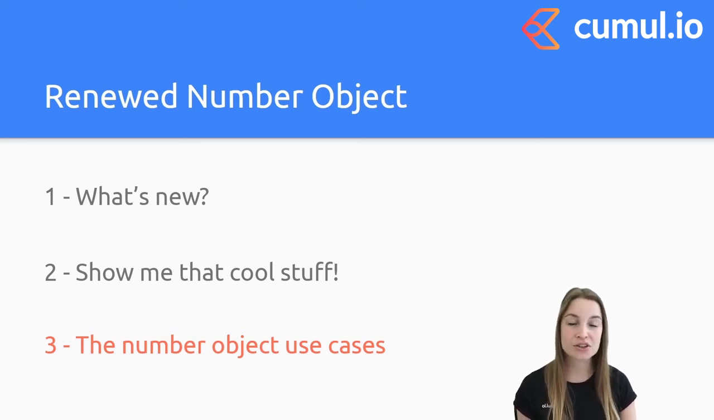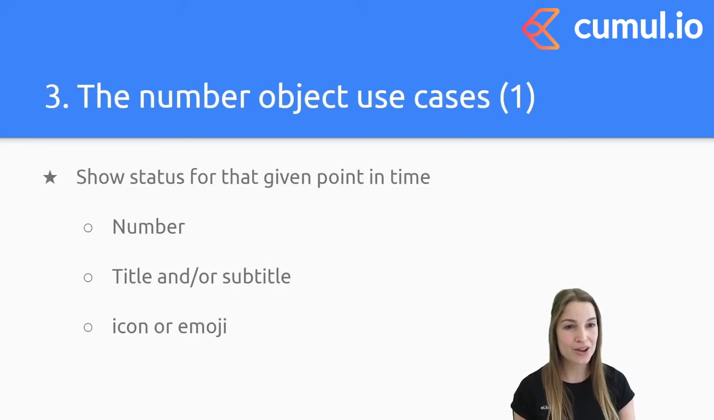Last but not least, some use cases for the number object. I already told you a little bit more about that during my examples in Camelayo. So the first thing you can do with the number object is really show a status for that given point in time. For my example, it was how many deals I have now. So you can give a number, title, subtitle, and an emoji or an icon.